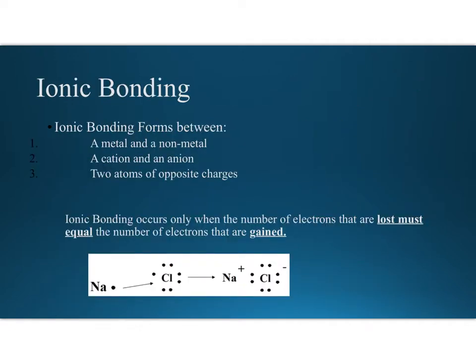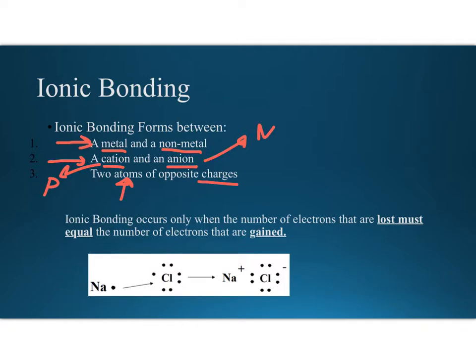So what is ionic bonding? Ionic bonding has some characteristics. Ionic bonding always forms between a metal and a nonmetal. It always has to be a cation joining with an anion. Remember, cations are positively charged and anions are negatively charged, and both of these atoms have to have opposite charges in order to bond.